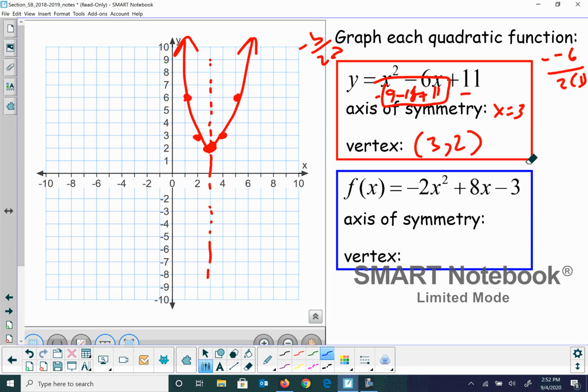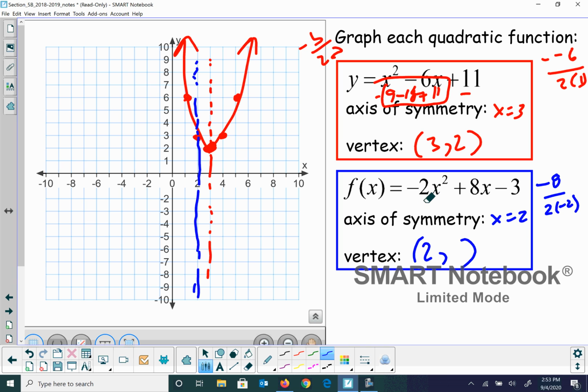Okay, again, I'm going to use negative b over 2a. So my b value is negative 8, or 8. So I'm going to go negative 8 over 2 times negative 2, that's negative 8 over negative 4. Negative 8 over negative 4 is 2. So here's my axis of symmetry here, on this red parabola. And then I'm going to plug 2 in.